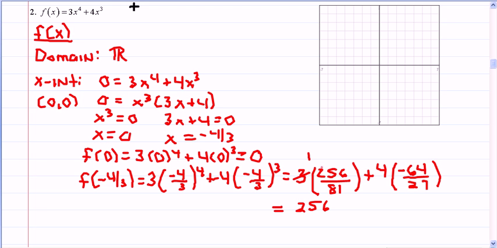and if I reduce this 81 to 27, I have 256 over 27 minus 4 times 64 is 256.